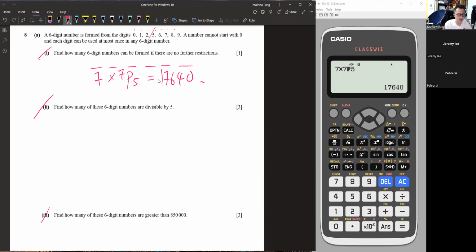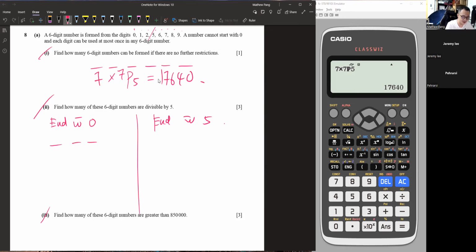How many of these 6 digit numbers are divisible by 5? So if I want to make sure it's divisible by 5, it can only end with 5 and end with 0. But because we cannot begin with 0, 0 will never repeat. But we can begin with 5, isn't it? So 5 will repeat. So I will just do 2 cases. One is ending with 0. Another is ending with 5. Because any number ending with 0 and 5 can be divided by 5.